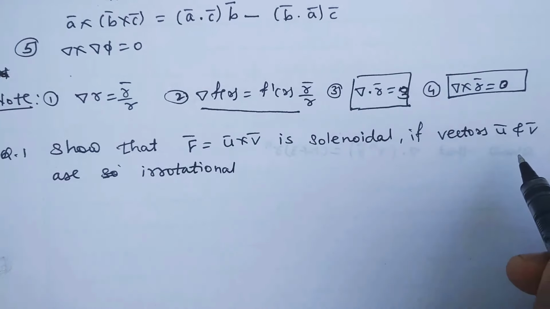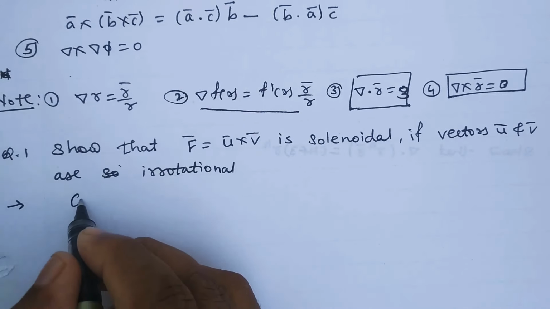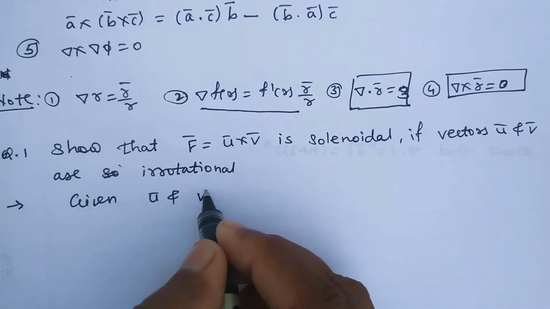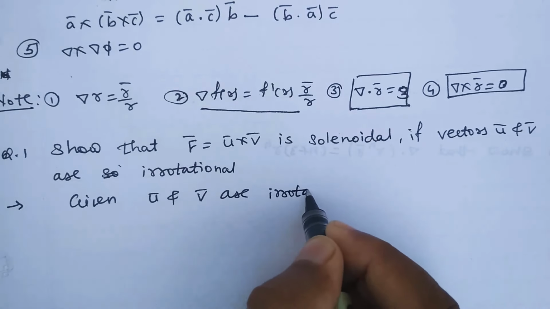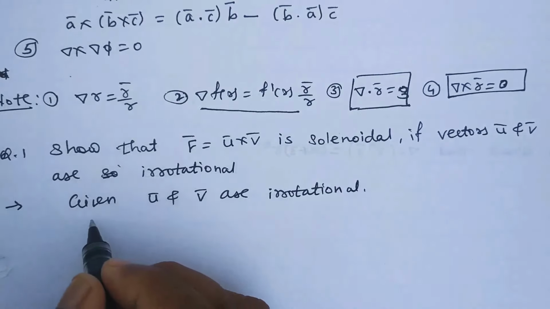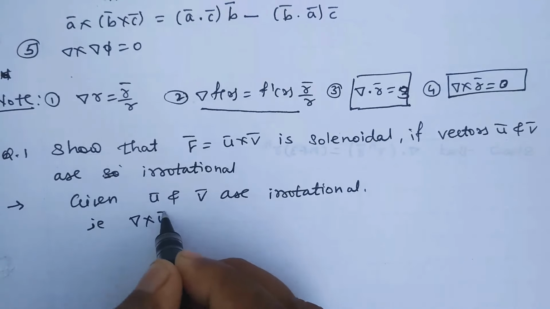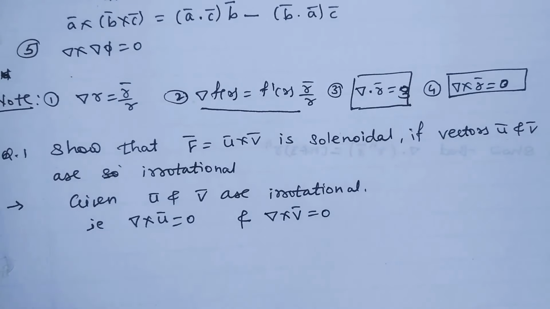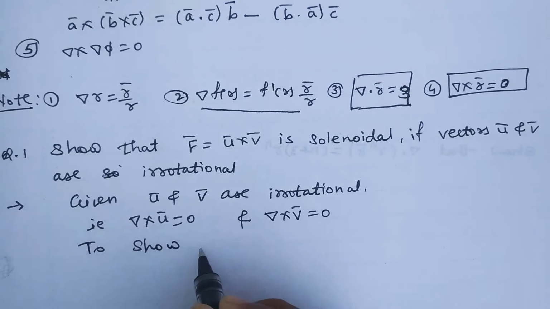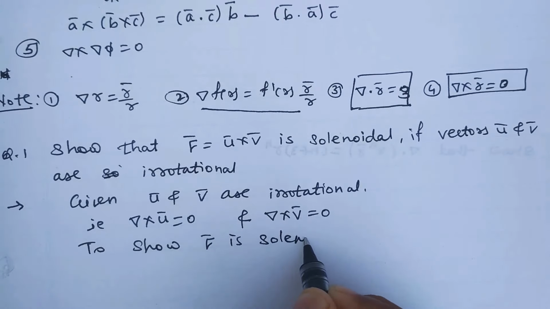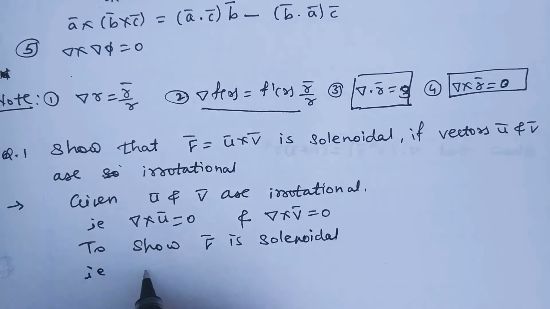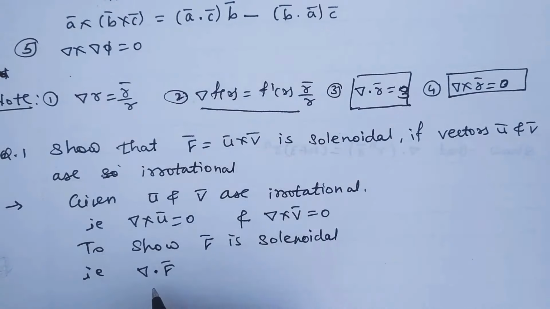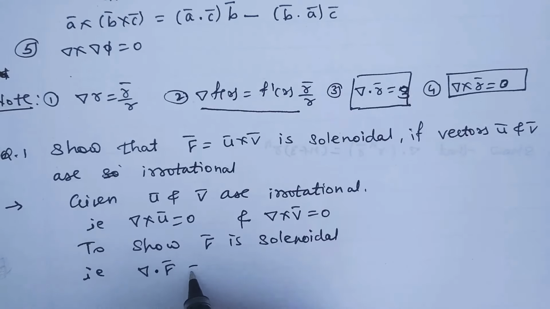Now the first example: show that f bar is equal to u bar cross v bar is solenoidal if vectors u bar and v bar are irrotational. It is given that u bar and v bar are irrotational, that means the value of del cross u bar is equal to 0 and the value of del cross v bar is equal to 0. Now we have to show that f bar is solenoidal. To show f bar is solenoidal, we have to show del dot f bar is equal to 0, since solenoidal means del dot f bar is equal to 0.